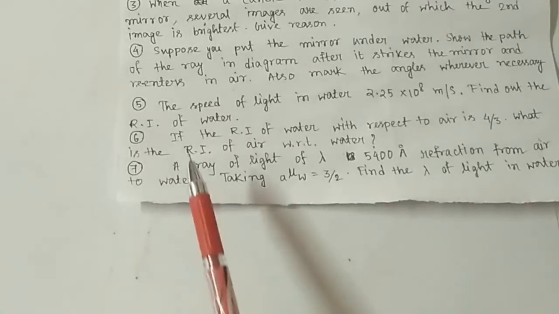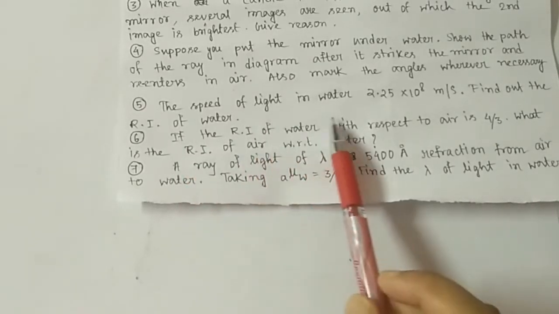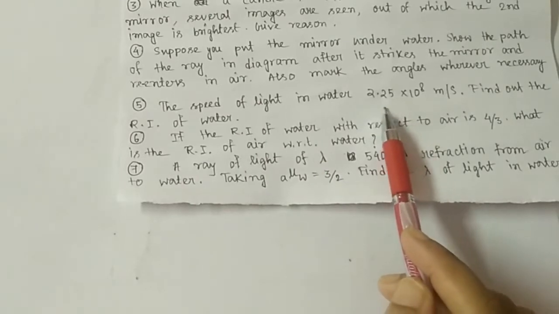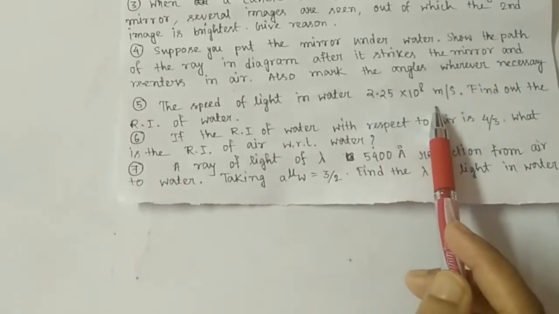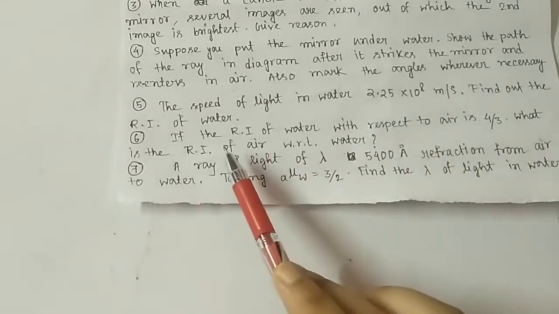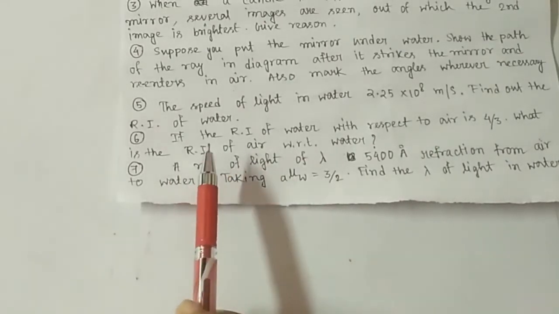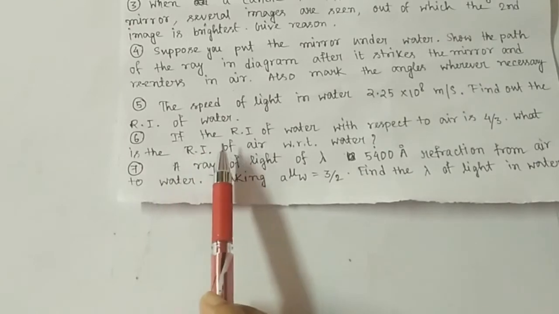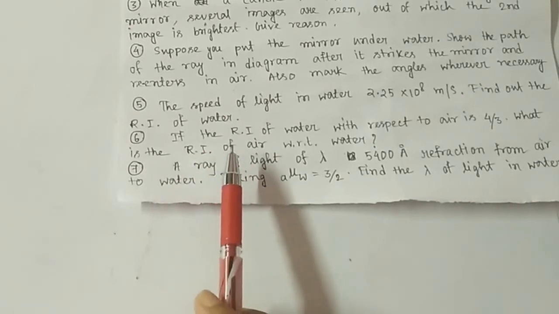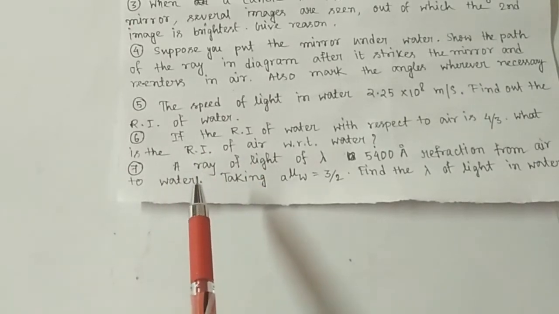Now next move on to the fifth question. The speed of light in water is 2.25 × 10^8 meter per second. Find out the refractive index of water. Here you are asked to determine the absolute refractive index of water. So what is the absolute refractive index of water? I have already told you. You will answer me in the comment section.